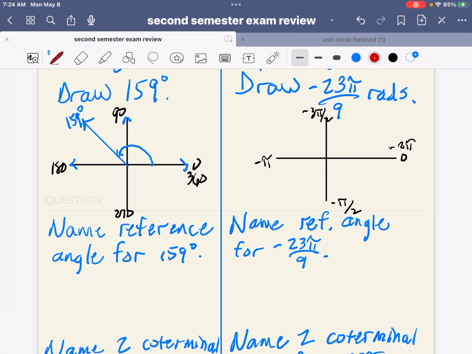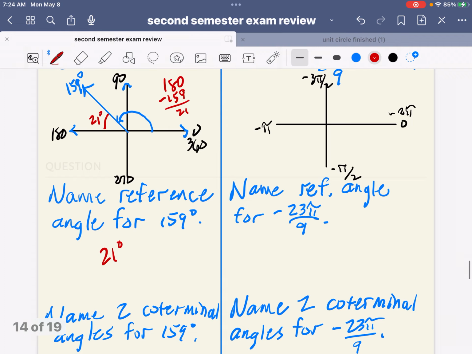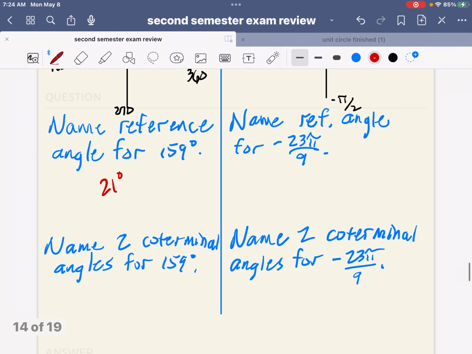Well, remember, a reference angle is always the angle made by the terminal ray and the nearest side of the x-axis. So this is the reference angle to 159. So that would be 180 minus 159 is 21. So this is a 21 degree reference angle. Name two angles that are coterminal to 159 degrees. All you have to do is 159 plus or minus 360 to get two angles that are coterminal to 159.